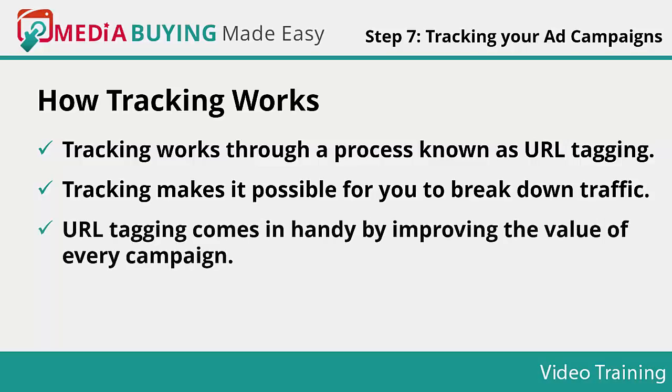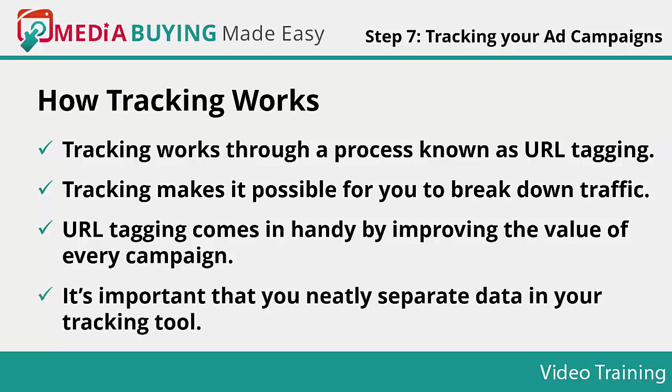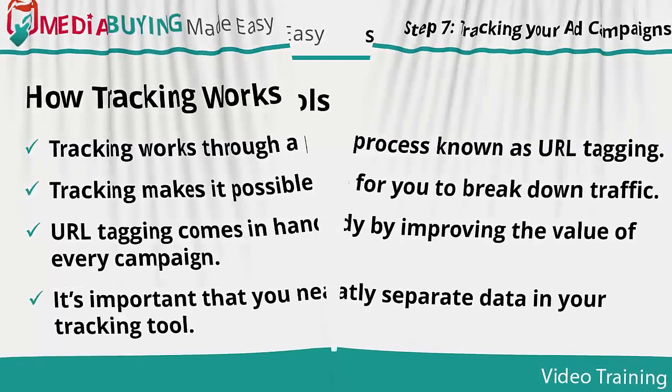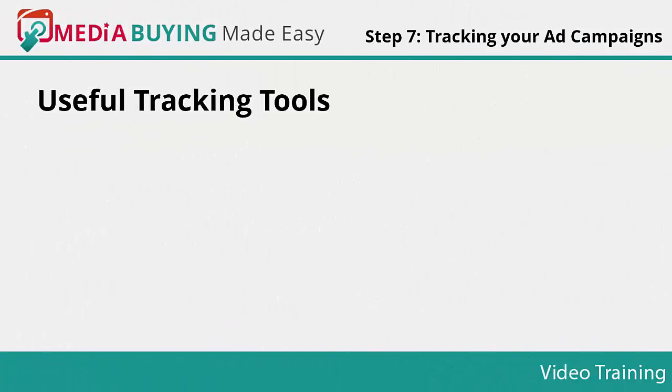URL tagging comes in handy by improving the value of every campaign for the agency you are working for, more so if you have set goals in your tracking tool. It reports on every specific campaign's conversion metrics. While managing numerous pay-per-click campaigns together with various online marketing endeavors, it's important that you neatly separate data in your tracking tool. If you don't take the time needed to tag the destination URLs, data you receive will not attribute to a particular channel. Useful tracking tools.